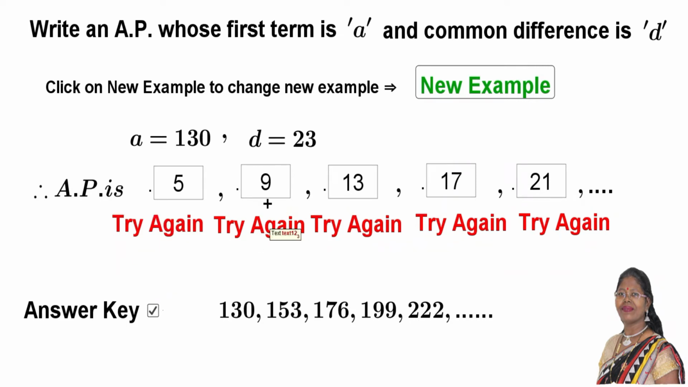If you write the correct answer, then it will change and give a correct sign. If it's a wrong answer, it says try again and remains as it is. I wrote 153, then this box shows the correct sign. If I write the correct answer, it shows the correct sign. And if you write a wrong answer, the triangle button remains as it is.